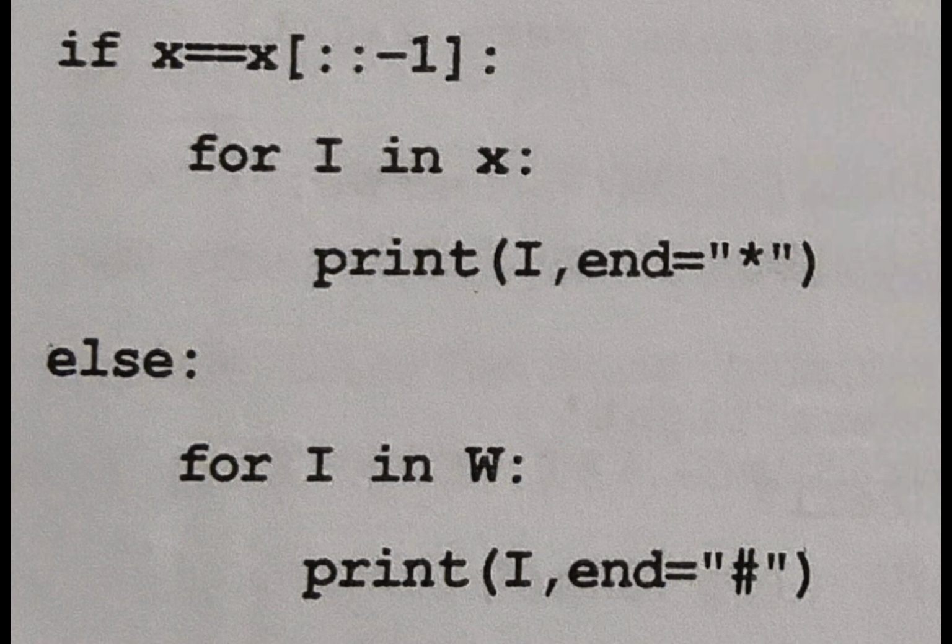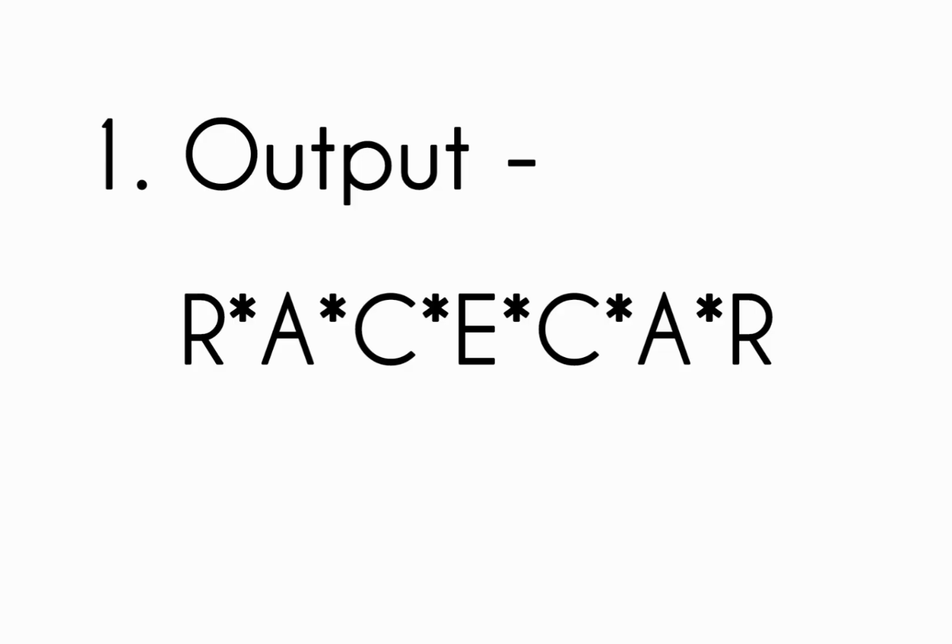So R will be printed and then asterisk, and then again the value of I will be A. So A will be printed, again asterisk, because there is asterisk used as a separator inside the end double quotes. This is how our output will come. So for the first time, the if condition will be correct and the loop inside the if condition will work. So here you can see our first output is this, and it holds each character of racecar, and between each character there is asterisk as a separator.